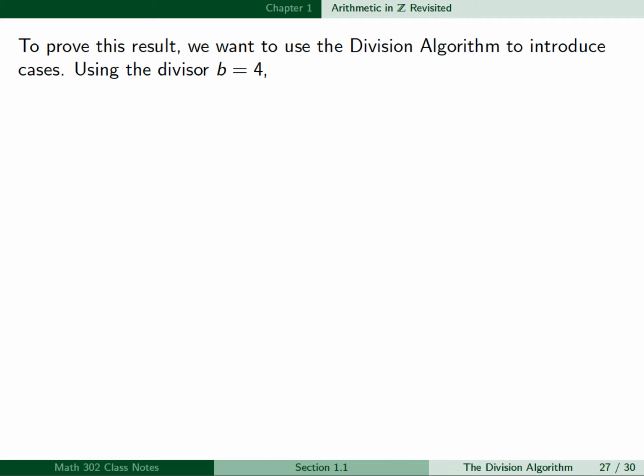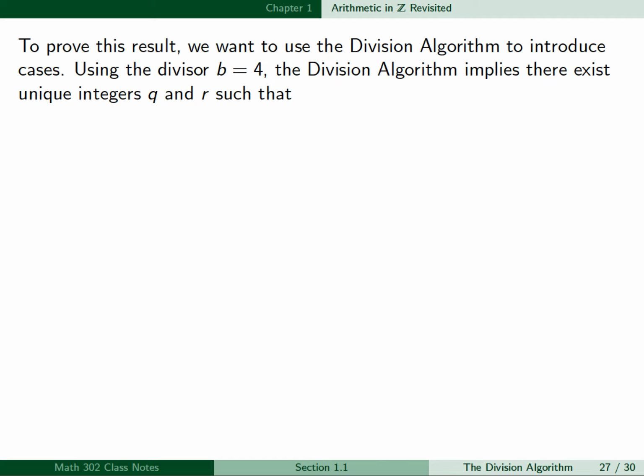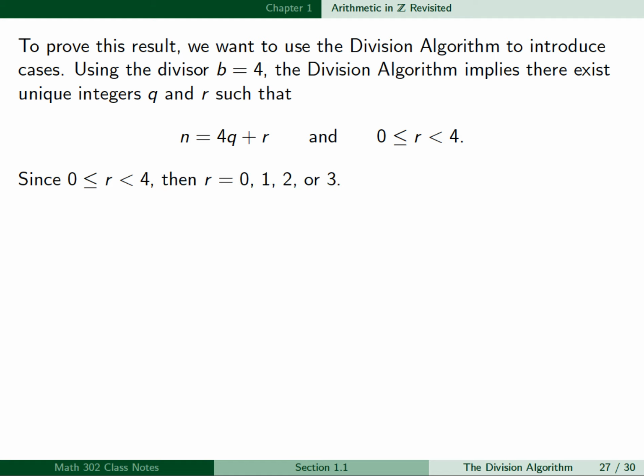So using the divisor b is equal to 4, the division algorithm implies there exist unique integers q and r such that n is equal to 4q plus r and 0 is less than or equal to r is less than 4. So what we're doing is we're starting with our arbitrary integer n, and we're dividing it with a divisor of 4. And the division algorithm tells us there's a quotient q and a remainder r satisfying these two conditions. Now, since 0 is less than or equal to r is strictly less than 4, then the remainder r has four possibilities. It can be 0, 1, 2, or 3.